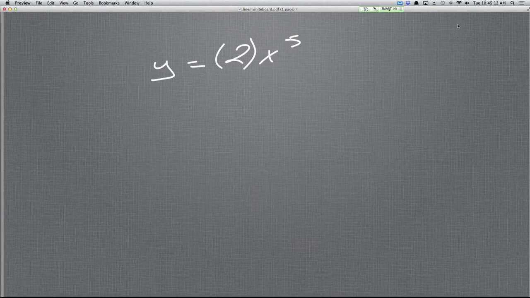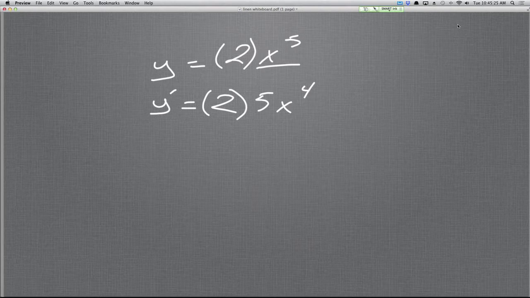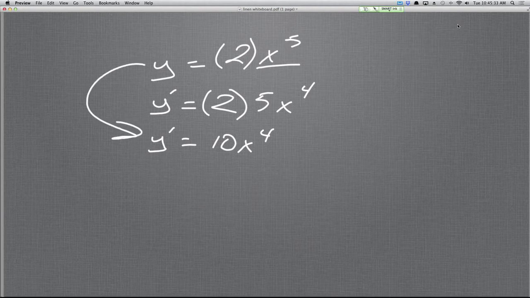Technically it stays there. So here's what the constant multiple rule tells me: the 2 stays there, and then I just perform the power rule on x to the 5th. That would bring down the 5, make it x to the 4th. So I end up with 10x to the 4th. Obviously, we can go from here to there. But the constant multiple rule is that if I have a constant coefficient, the constant coefficient stays there, and then it's just multiplied in once I find the derivative.